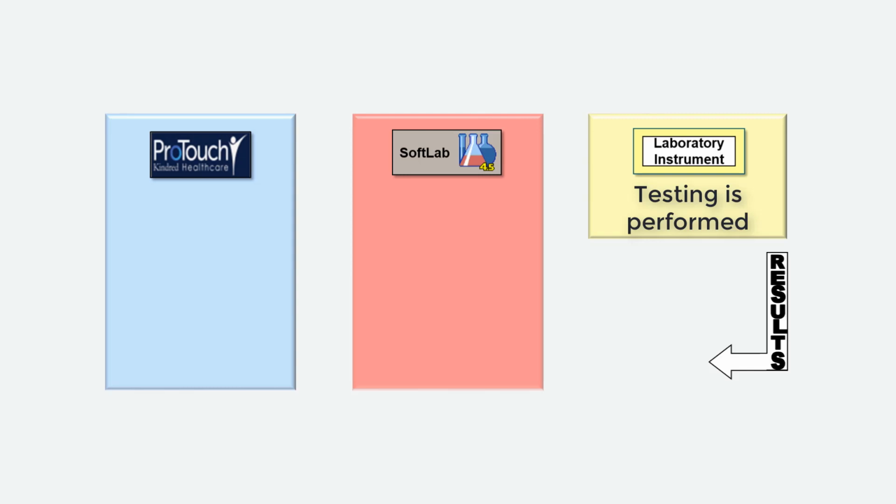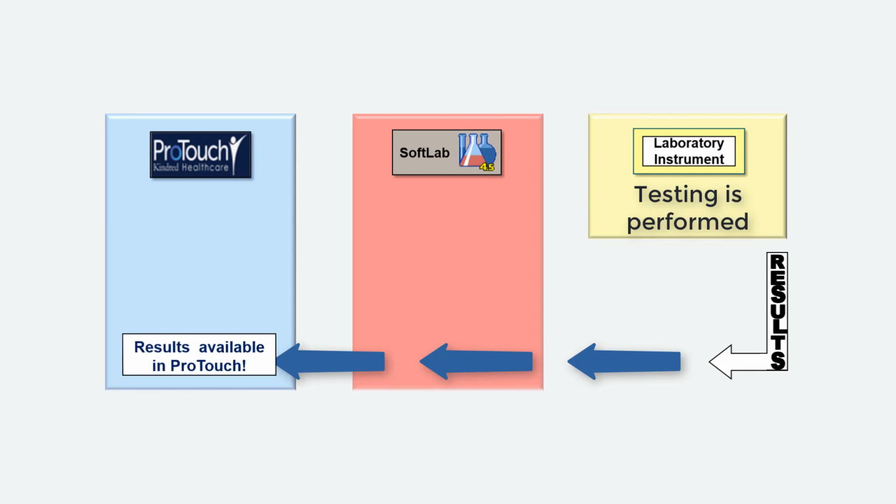Results will be sent across an interface through SoftLab. SoftLab will communicate with ProTouch so that the results will be available in the patient's record. If this is a stat test, and if the orders have been sent to a non-kindred lab, then the results will be called to the patient's nurse.